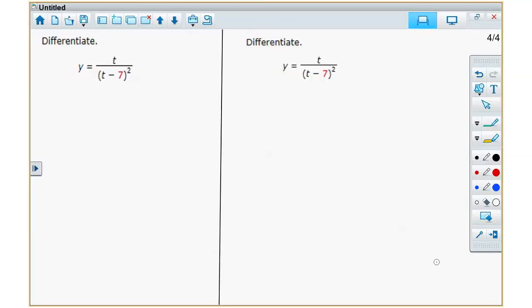And write the two ways. You got to rewrite one of them. Bring the t minus 7 quantity squared up, make it a negative 2. Now you got the product rule.